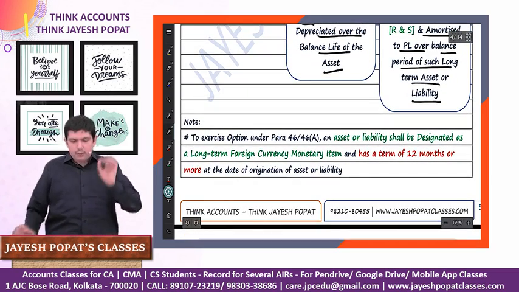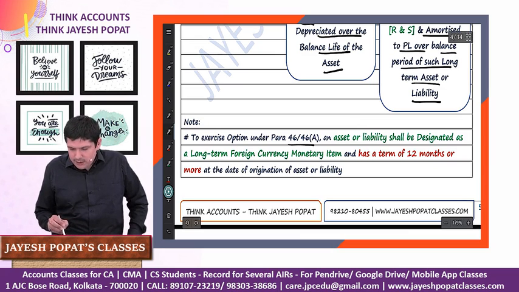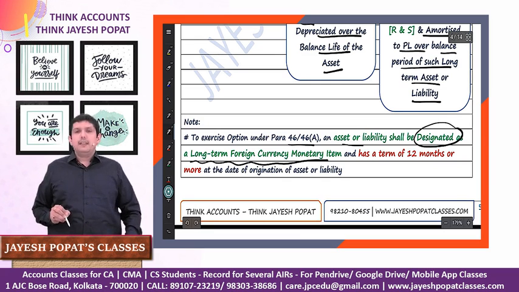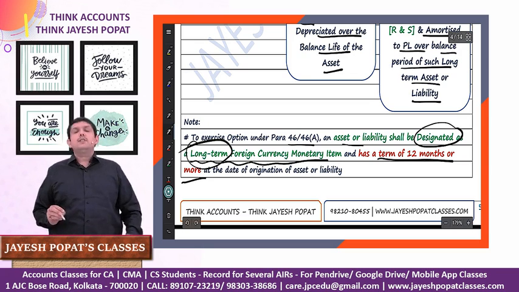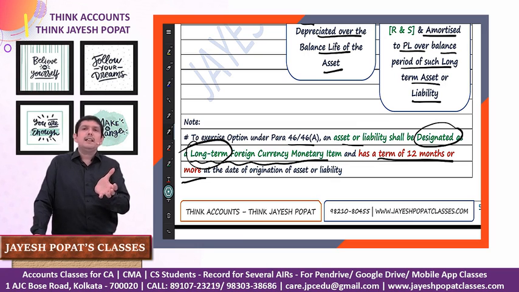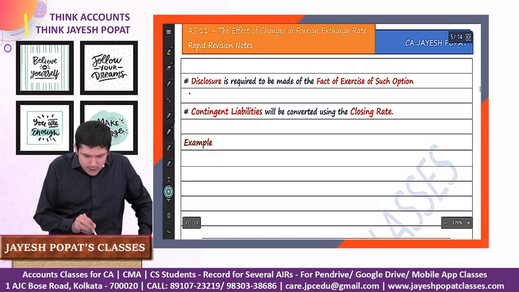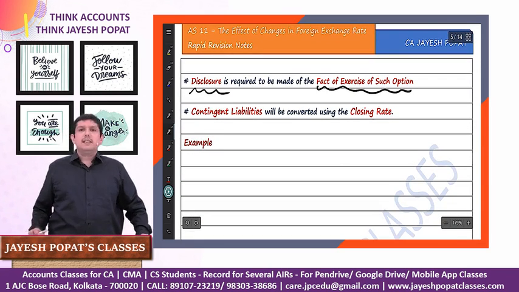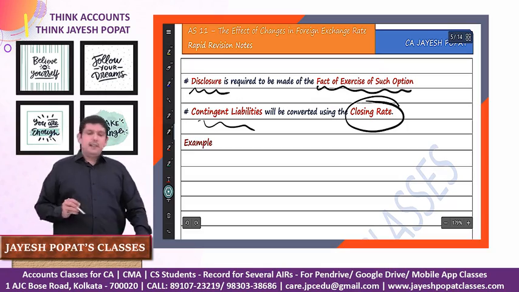But before the example, let us talk about a few things about this para 46 and 46A. To exercise 46 and 46A, an asset and liability should be designated as a foreign currency monetary item. It should be designated as a long-term foreign currency monetary item. And what is this long-term? It has a term of 12 months or more from the date of its origination as an asset or liability. So it should have a tenure of 12 months or more, normally the same criteria which we use for non-current assets and non-current liabilities. Disclosure is to be made that you have exercised the option under 46 or 46A. Any contingent liability should be converted at the closing rate.